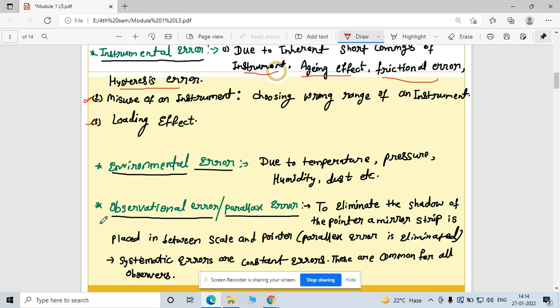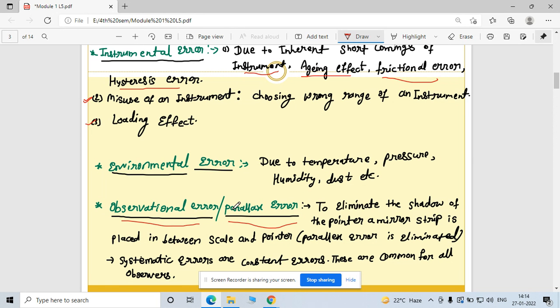Now, one more error is observational error, and it is also called a parallax error. Observational error or parallax error is nothing but the error due to human negligence. But it is common to all humans.